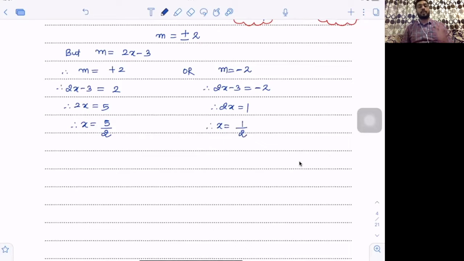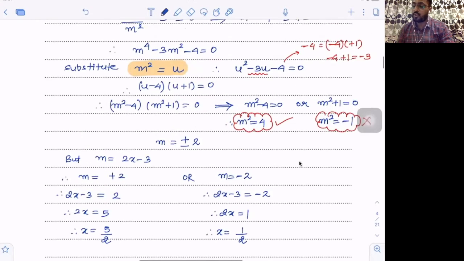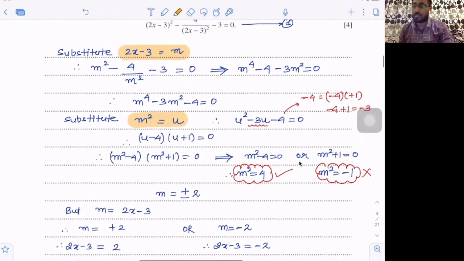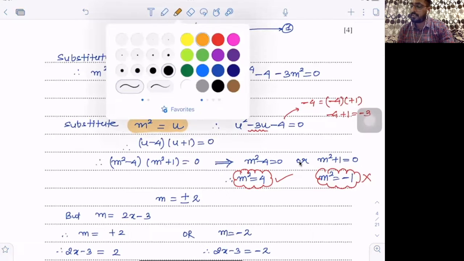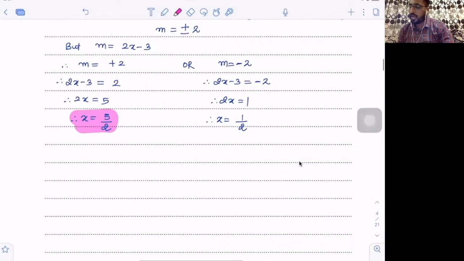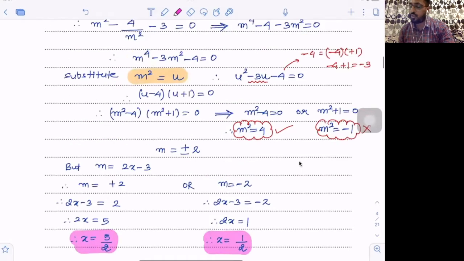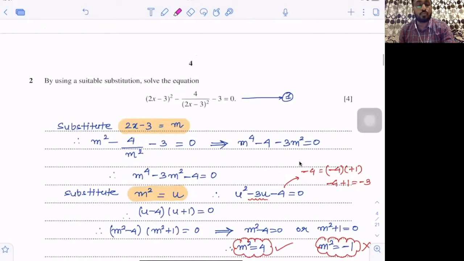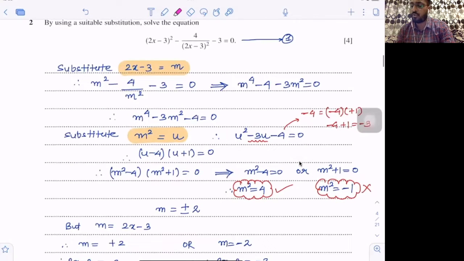So I've got a value of x as 5 upon 2, or the value of x is 1 upon 2. So these are the values of x. So I can call them as my solution. So x is equal to 5 upon 2 and x is equal to 1 upon 2. That's your answer, students. So that's the solution for question number 2. Very simple question, right? And you have fetched 4 marks for this question.